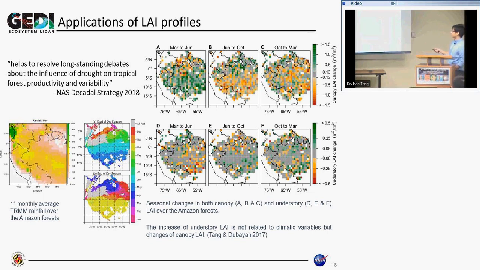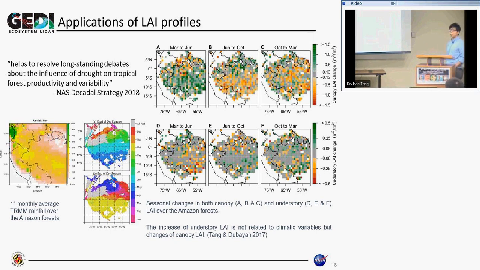But in fact, the Amazon is big, and the seasonality there is really complicated. The dry season usually starts pretty early in the southern parts, around March or April, and then the dry season moves all the way to the north. So what you see here is the start of the dry season, around March or April in the southern part, June or July in the central part, and in the north it won't start until late in the year, November or December.